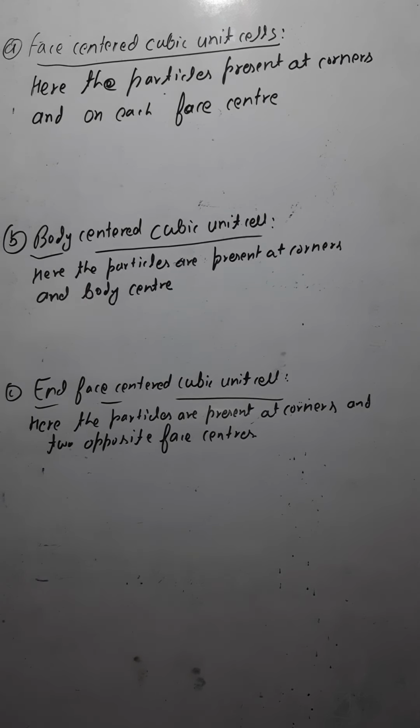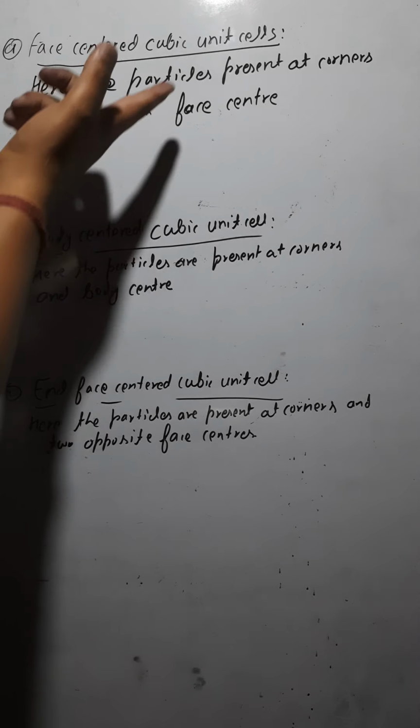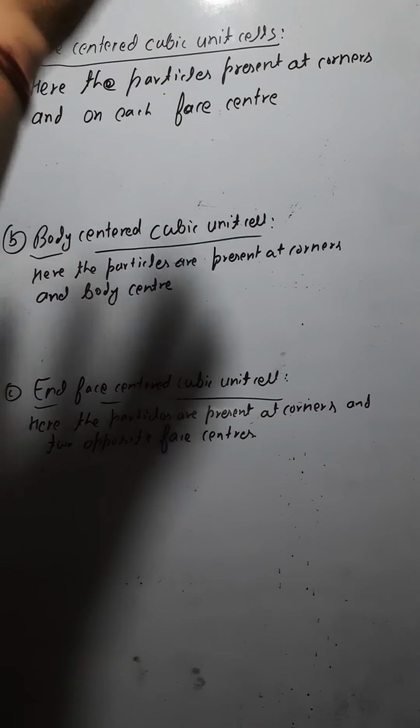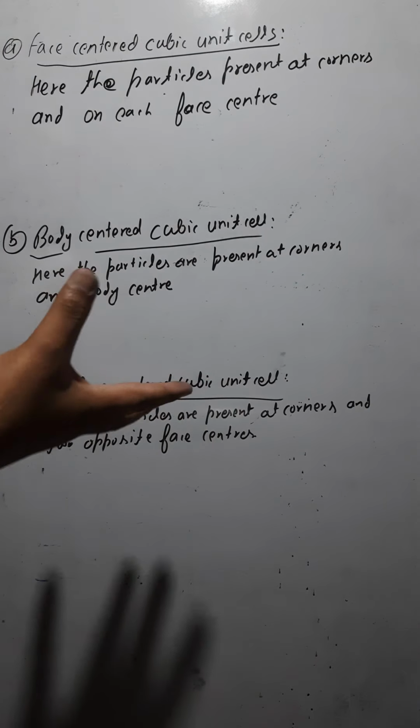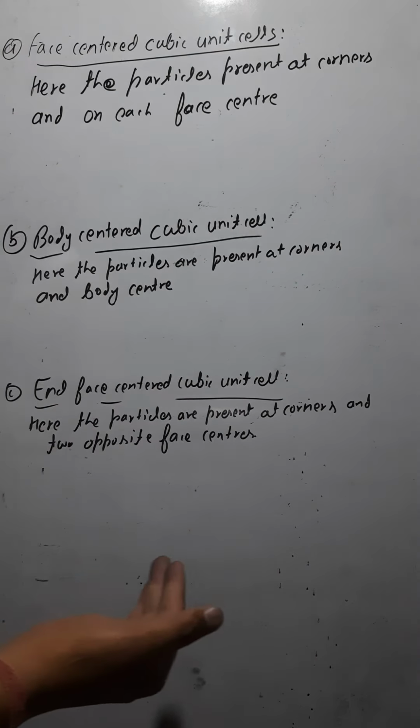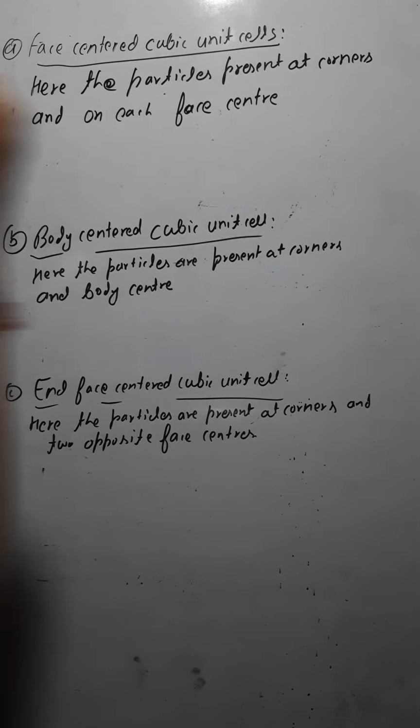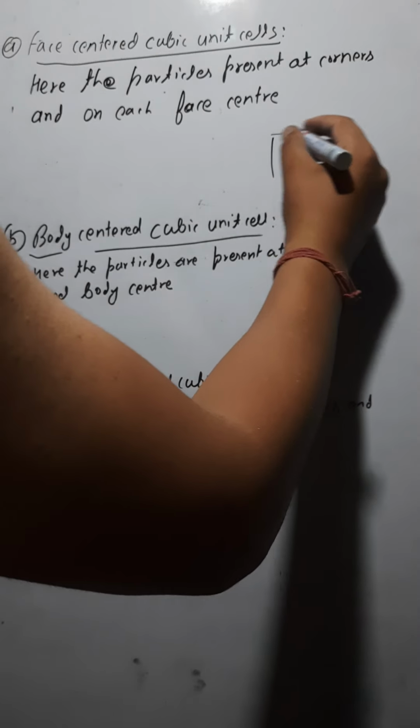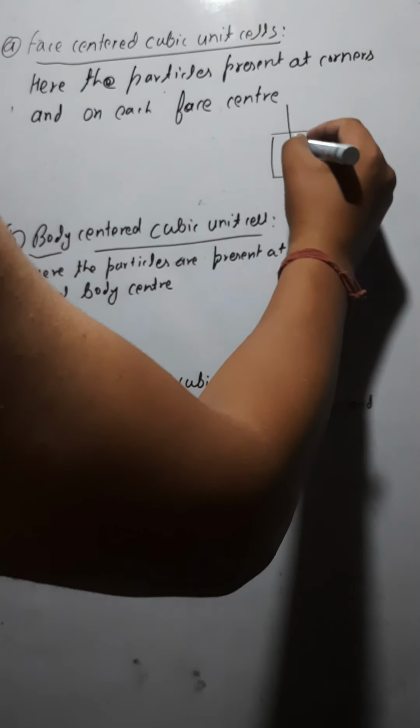As I have told you, we can divide the non-primitive unit cells into three categories. The first one is the face-centered unit cell. What are the face-centered cubic unit cells? Here the particles are present at the corners and on each face center also. Suppose let me make a cubical unit cell here.